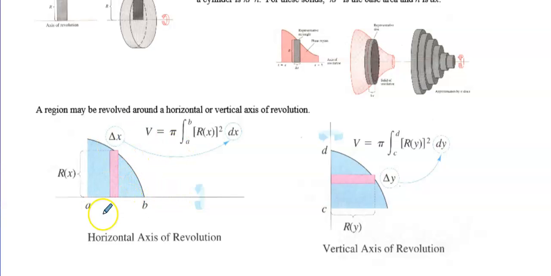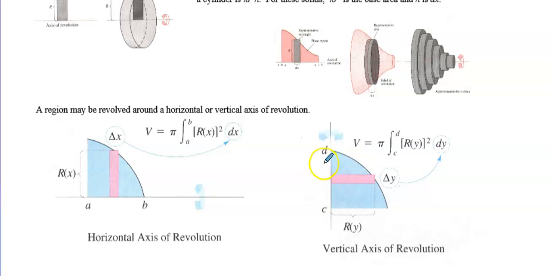So if we're looking at anything horizontal, so the x-axis or any y equals a number, then we're going to rotate in terms of x. So the a and b are going to be our left and right hand bounds, and then our radius is going to be squared because, again, we're going to create ourselves a circle. So volume integrated is just going to be our area. And so when we create a circle, we're going to use the area. So it's going to be pi r squared.